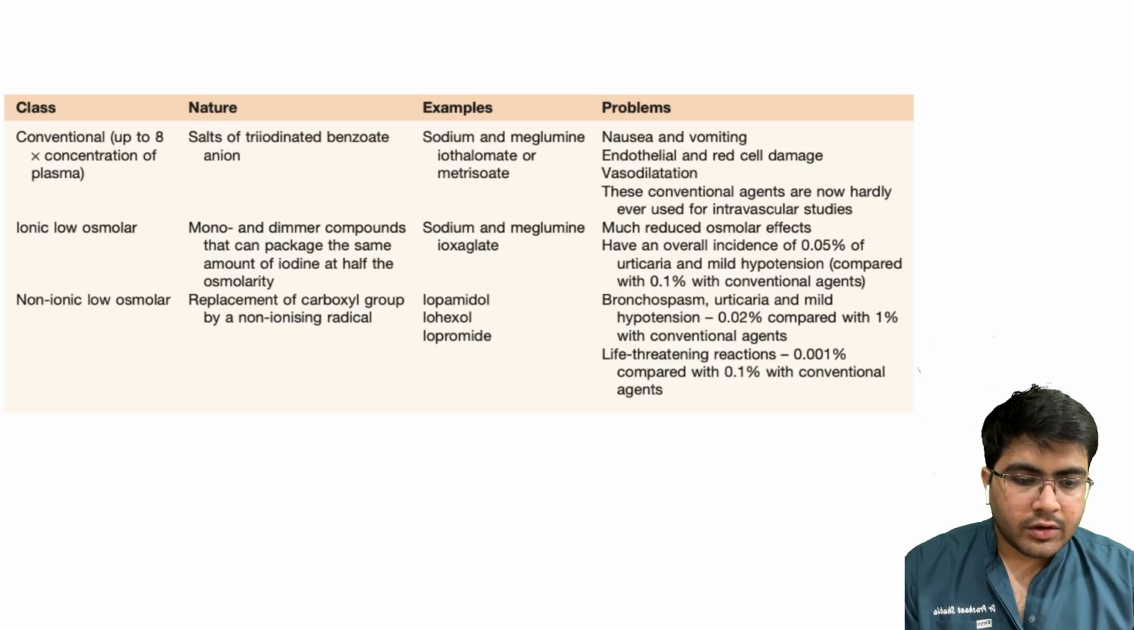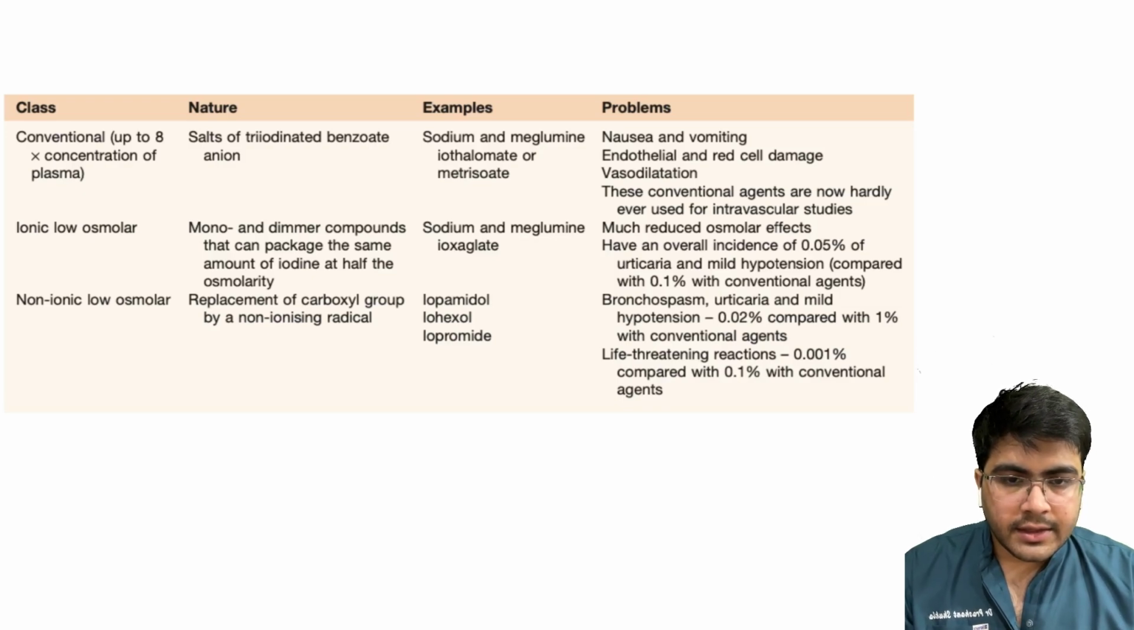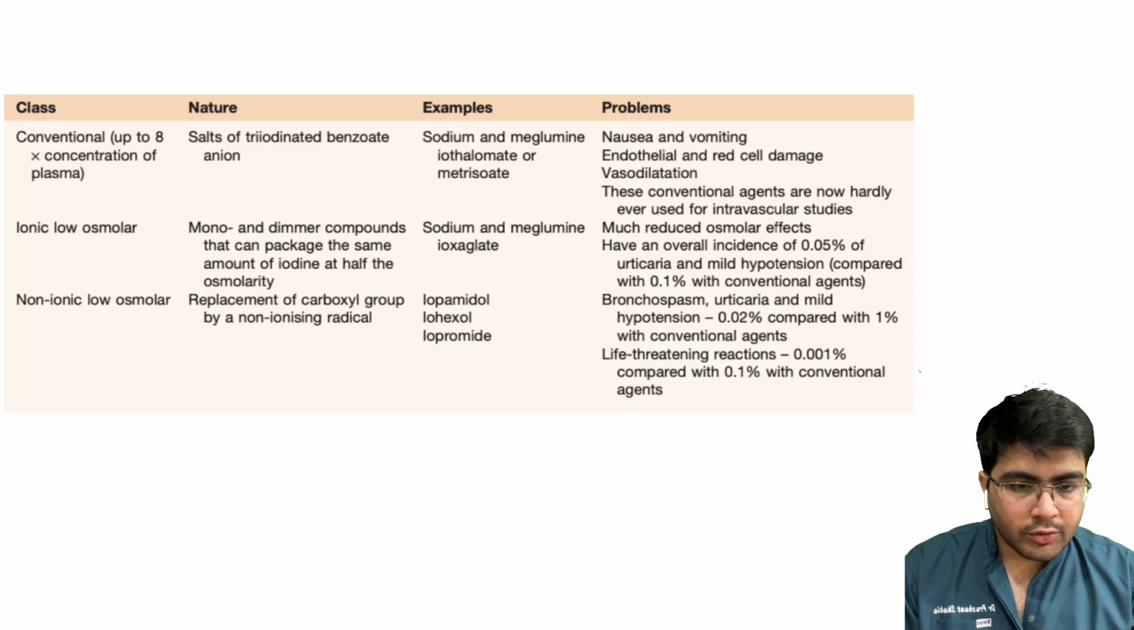So what was the history, through what phases has contrast developed, and how should we be careful about its usage? Initially we were using conventional contrast, which were salts of the triiodinated benzoate anion, examples of which were sodium and meglumine iothalamate and metrizoate.